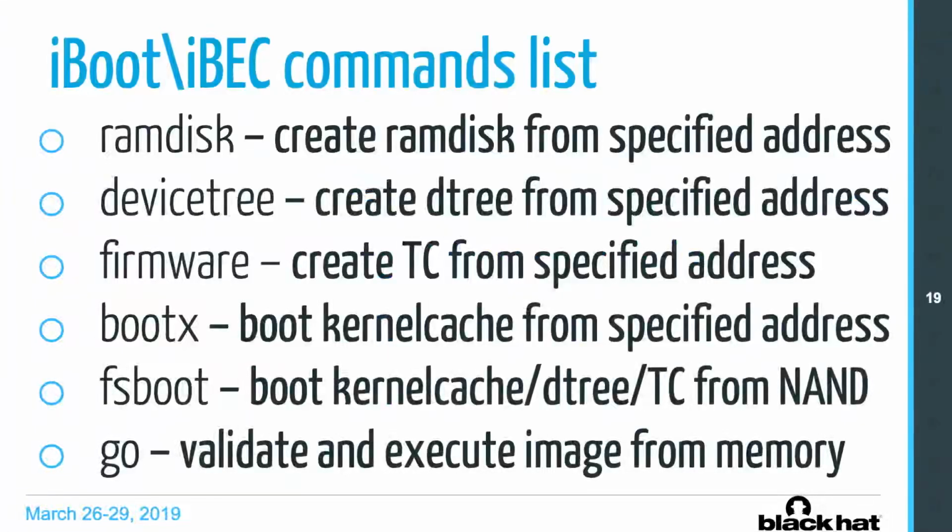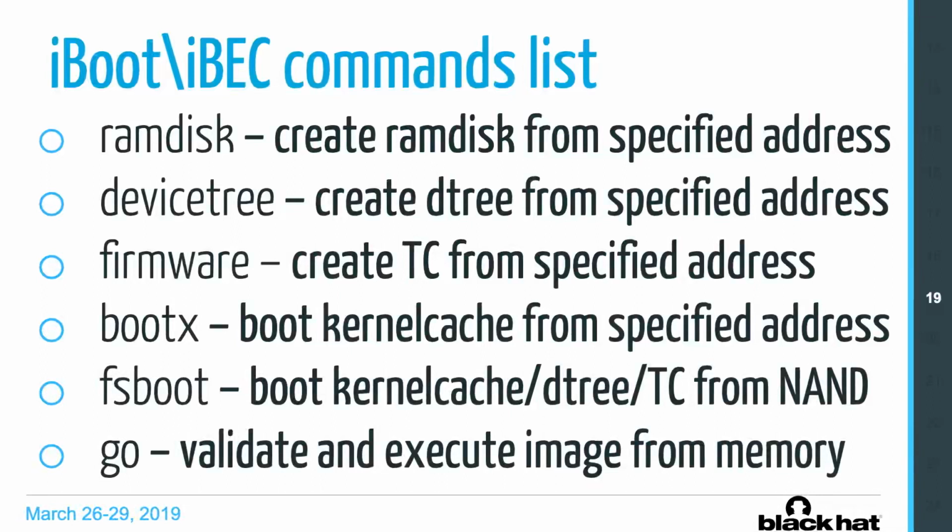For example, ramdisk. Ramdisk is a command that allows us to create the RAM disk image just from memory. So we can upload a RAM disk over USB, send the ramdisk command to the bootloader, and it will try to create a RAM disk object. The same for devicetree. We can upload a device tree over USB and create it just from RAM.